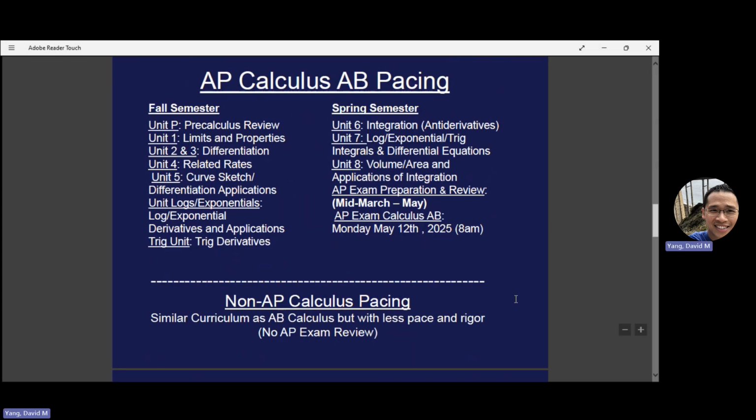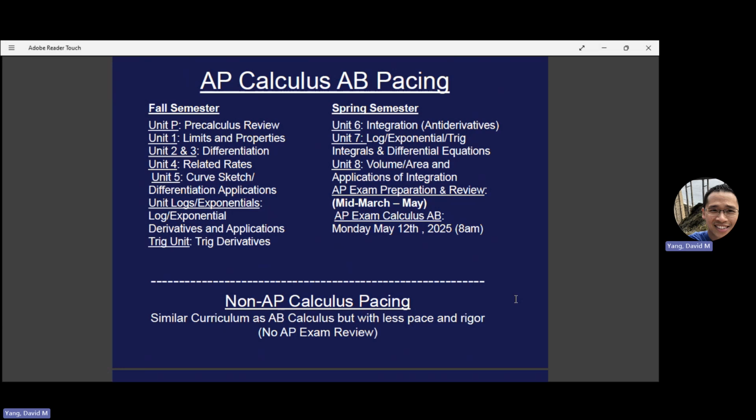As far as AP Calculus AB pacing, first semester, the fall semester, is all about derivatives and derivative topics. And second semester is all about integration or antiderivative topics, basically working backwards, undoing the derivative process we learned first semester. But we are able to finish all of our new content by mid-March, which gives us a good month and a half to prepare for our AP exam. Our AP exam this year will be Monday, May 12th, 8 a.m.